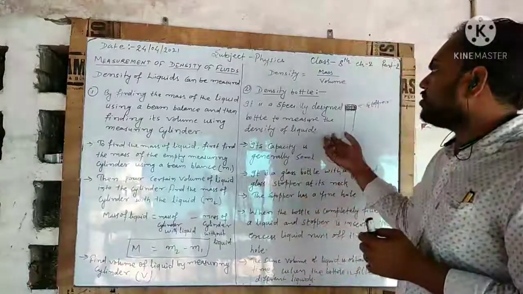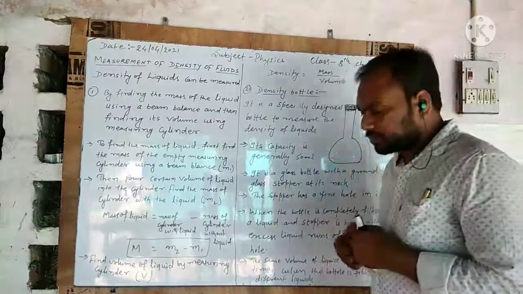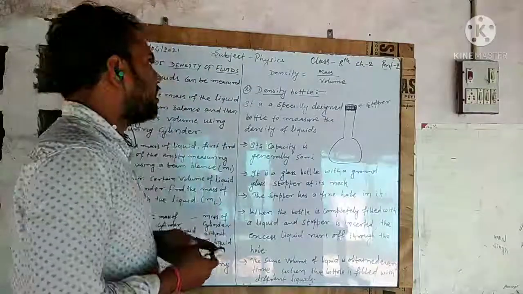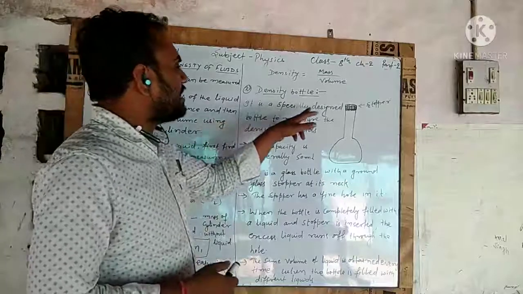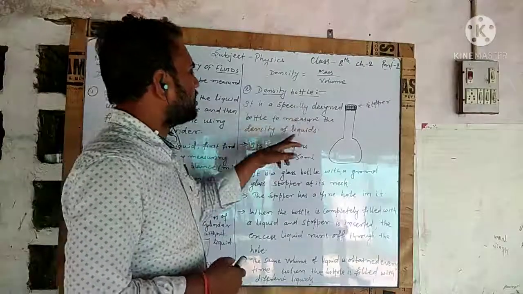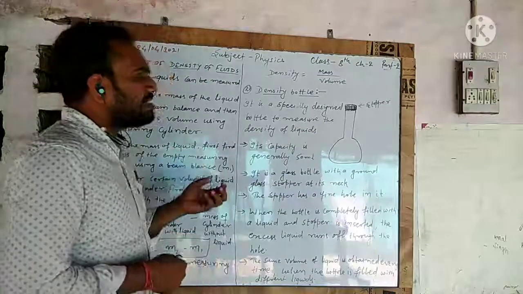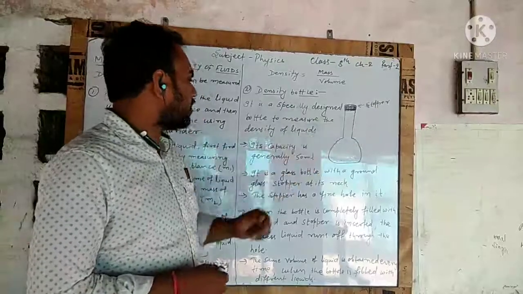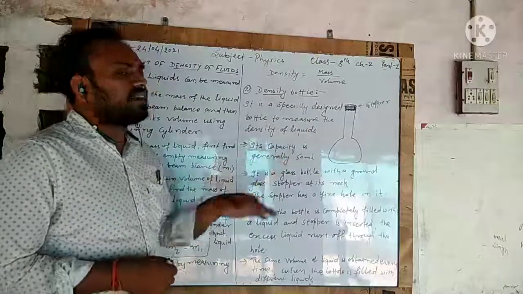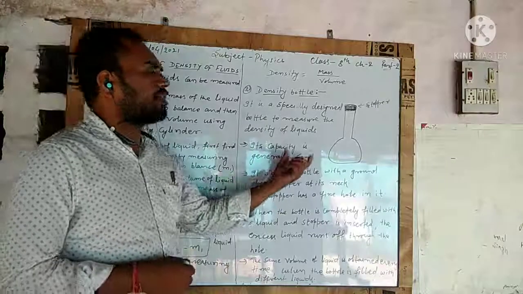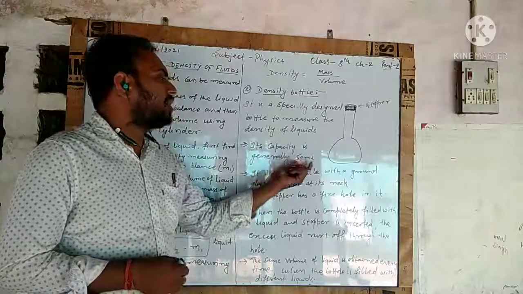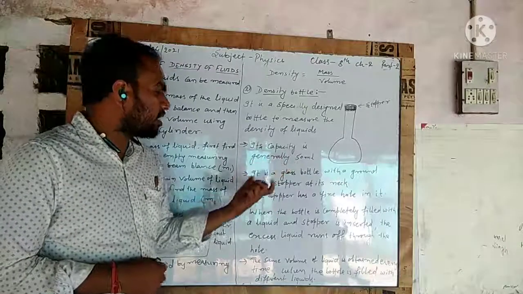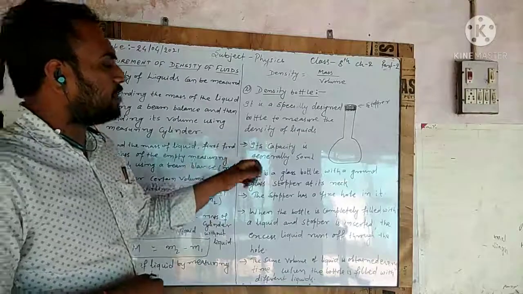Now come to the density bottle. First of all we will study about the density bottle. What is a density bottle? It is a specially designed bottle to measure the density of liquids. It is in this shape. Its capacity is generally 50 ml. The capacity, that is, how much liquid it can contain, is only 50 ml. It is a glass bottle with a ground glass stopper at its neck.